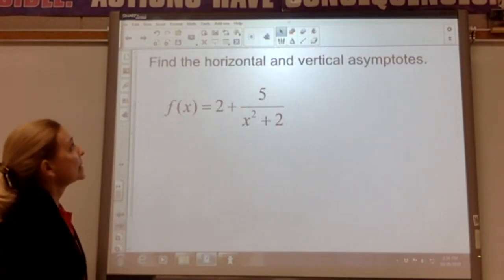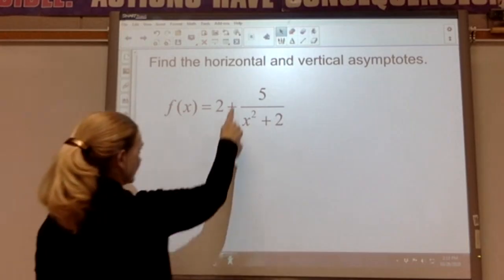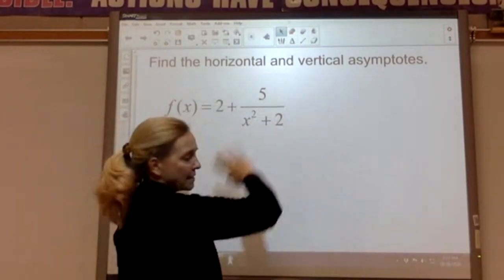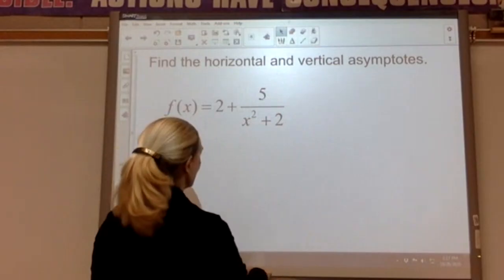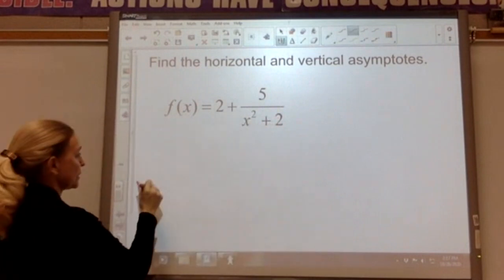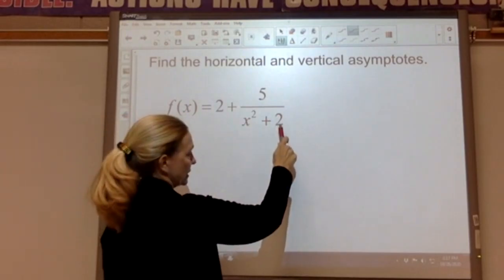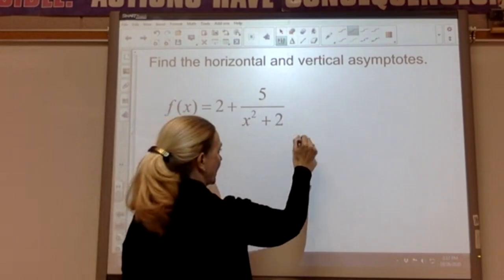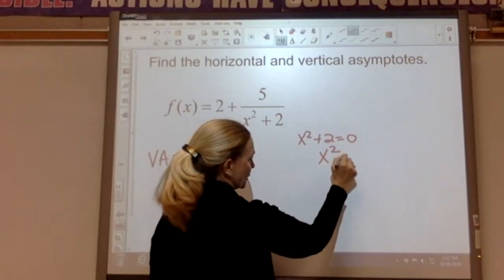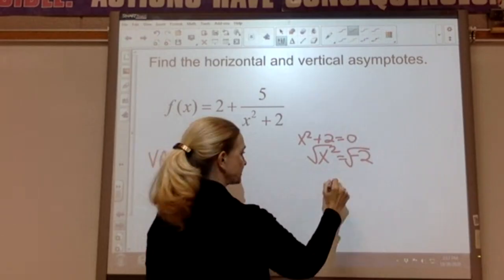All right, so now, this problem is different from the ones we've had before because we had this number that's being added off to the side. Now, this 2 could be at the front or the back. It didn't have anything to do with it, all right? So I'm going to look at this part of the function, right? So my vertical asymptote, I would take this and I would set this equal to 0. So I would have x squared plus 2 equals 0. This is going to be x squared equals -2 when I take the square root. It's going to be imaginary.